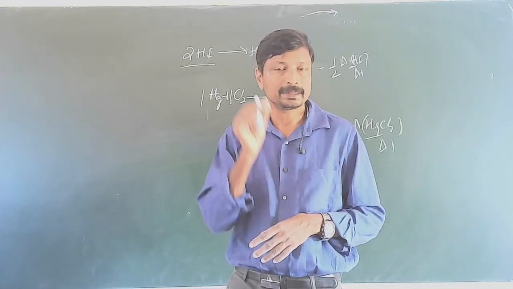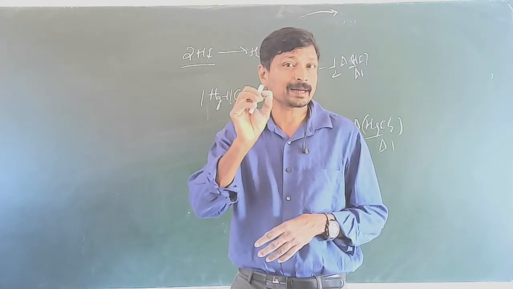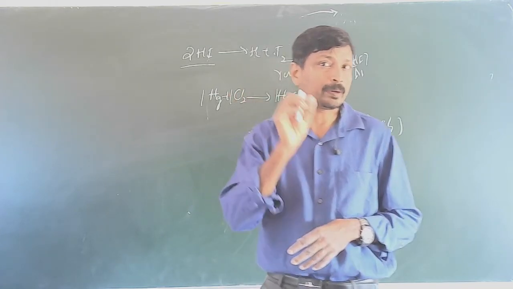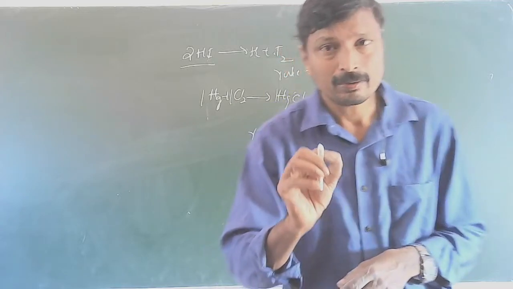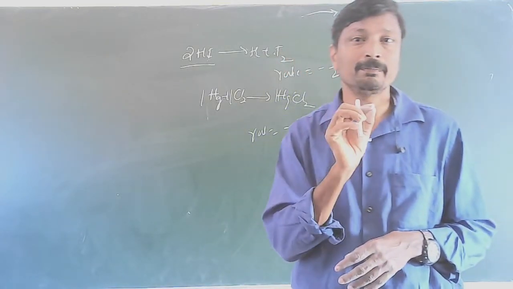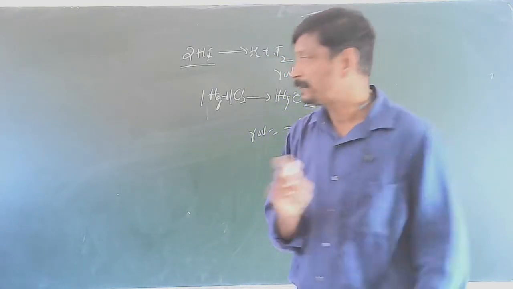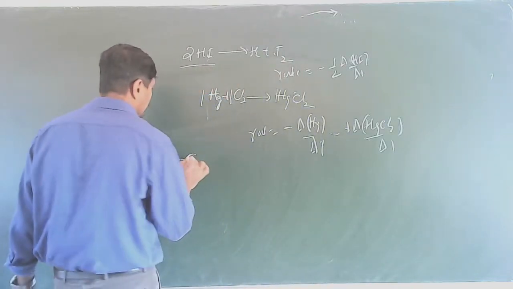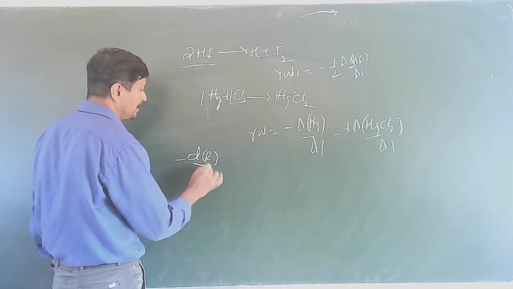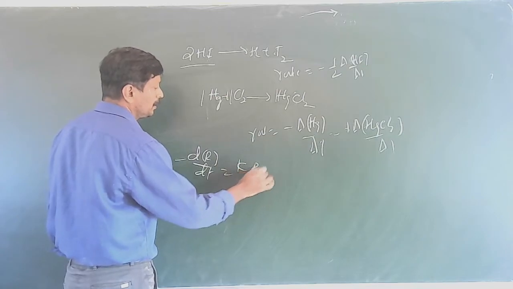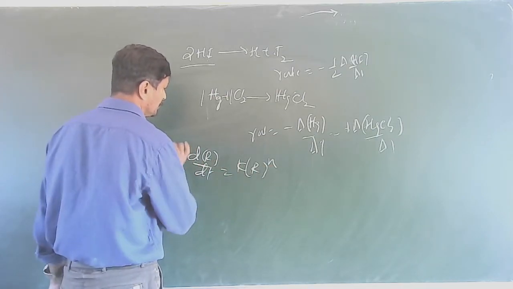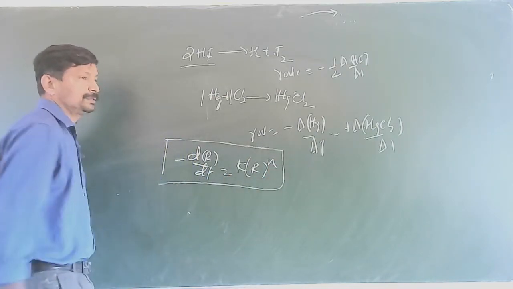There we have discussed the rate law. How do you write the rate law? Everybody should be able to write the rate law, in differential form and simple form. So in general, how do you write? Minus dR by dt is equal to k into R to the power of n. So this you have to know.